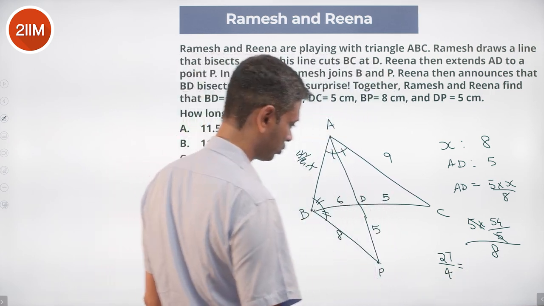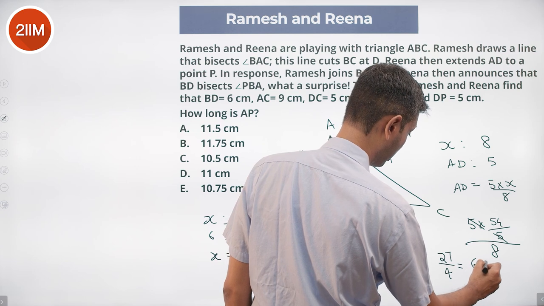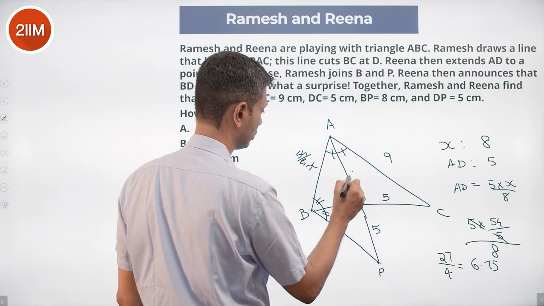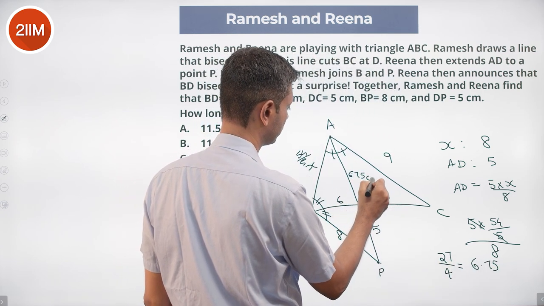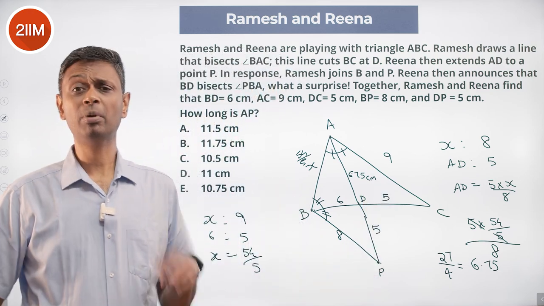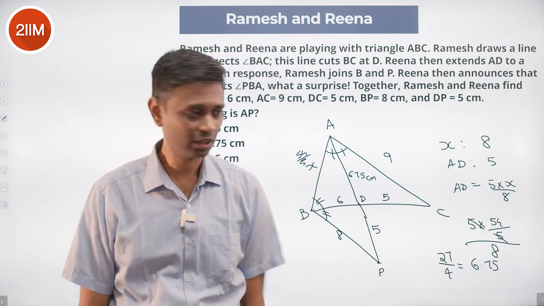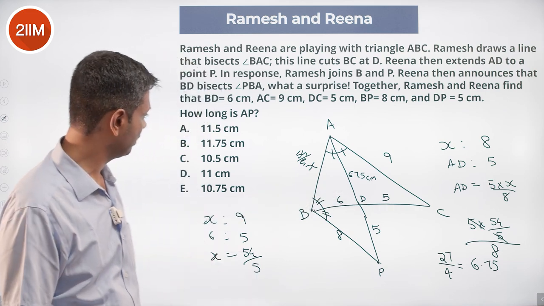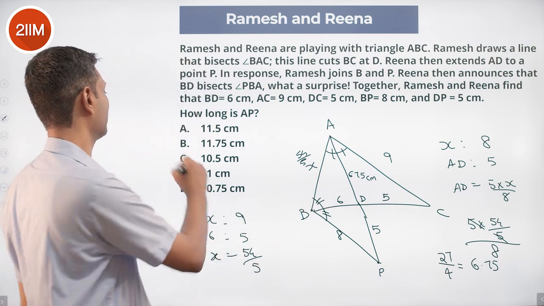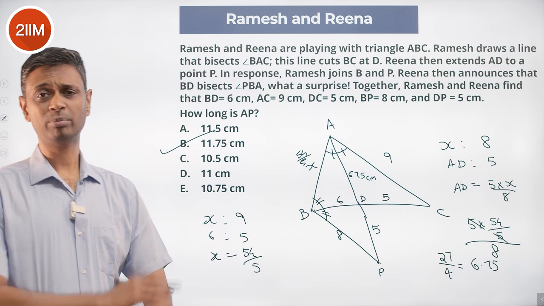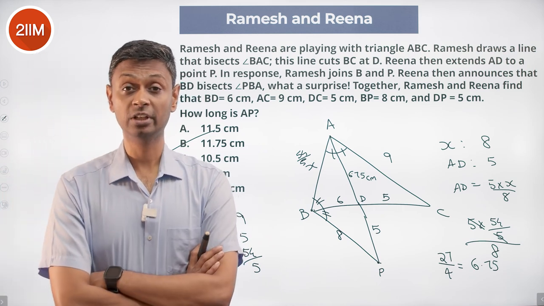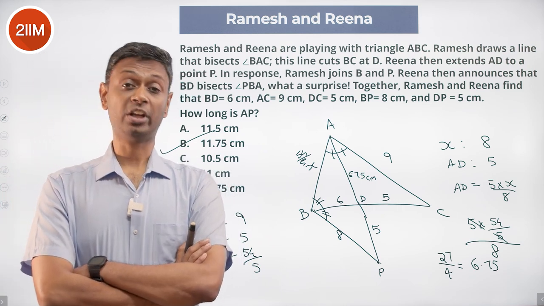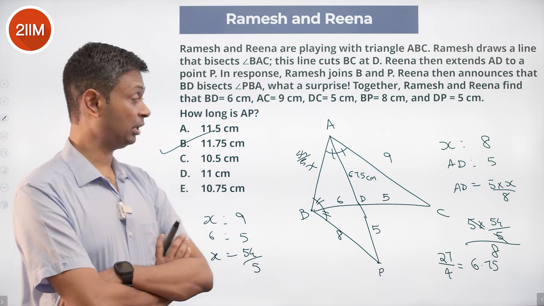Answers in decimal, so I'm going to get this in decimal. 6 and 3 by 4, 6.75. 6.75 centimeters. Angle bisector theorem, plugged twice over. Nothing more than that. 6.75 plus 5, 6 plus 5 is 11, 11.75. Done. Draw a neat diagram, plug in angle bisector theorem once for ABC. Plug in angle bisector theorem the second time around for BAP, and we are done.